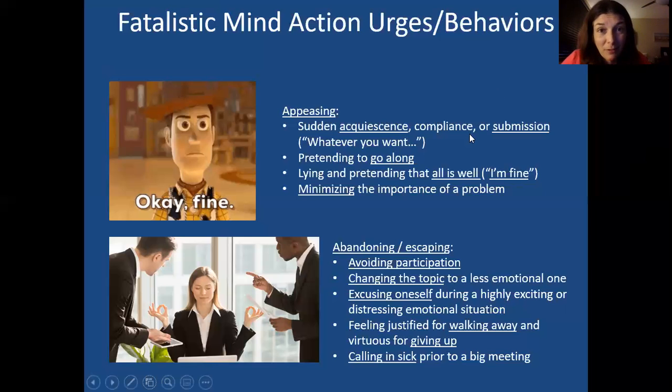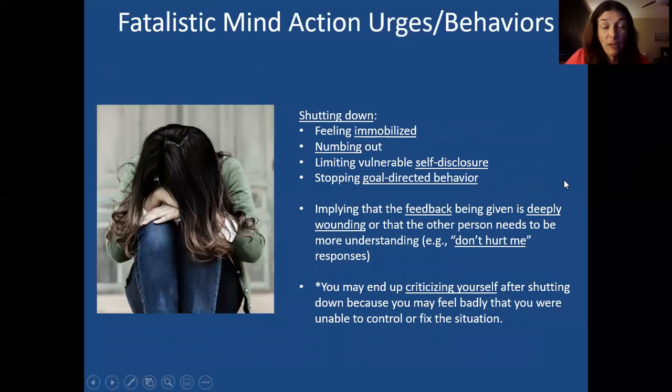All right, so that's your abandoning, escaping. And finally, related to the overwhelm response is a shutdown. Sometimes you physically might go to an immobilization response. You might feel kind of numb, like you can't move, you're moving very sluggishly. You don't feel like sharing. You stop goal-directed behavior, so there's a lack of movement, there's an immobilization. I'm not gonna work on it, I'm just gonna do nothing. I'm just gonna close down.